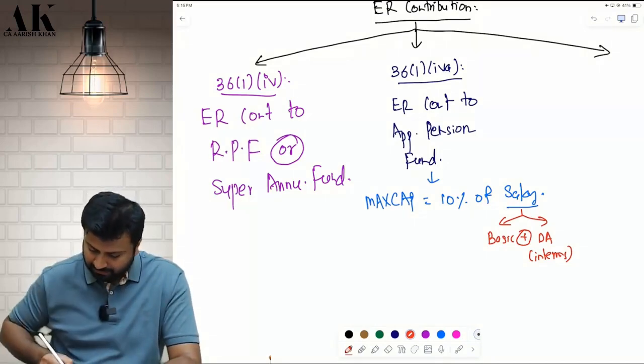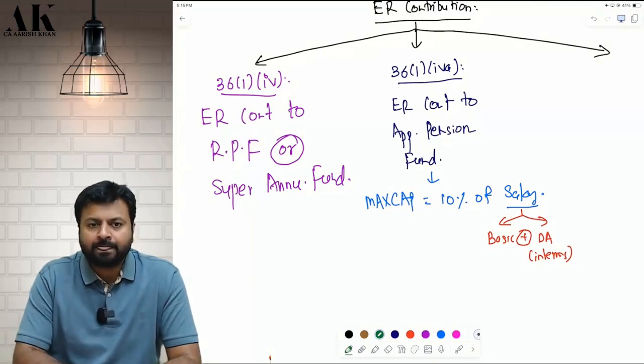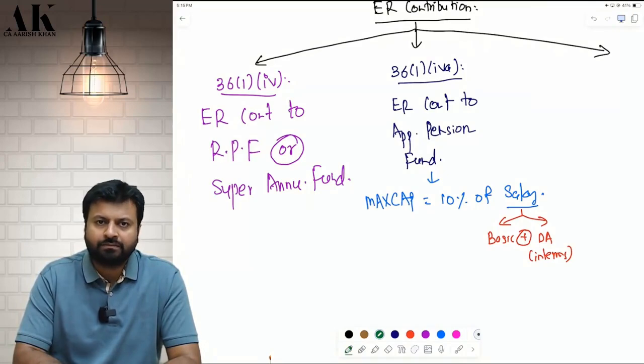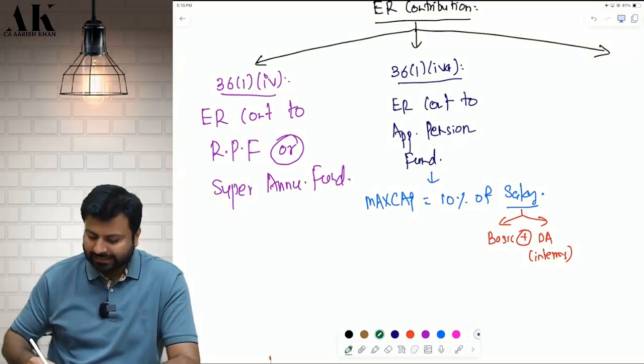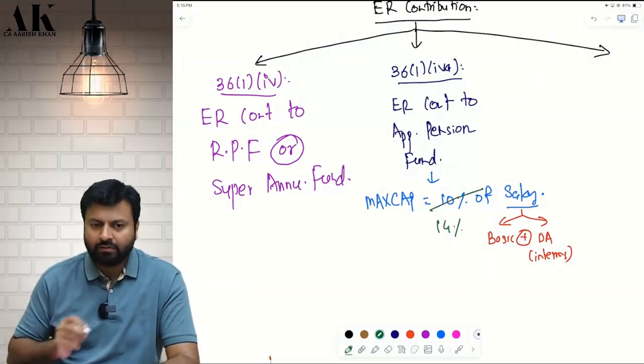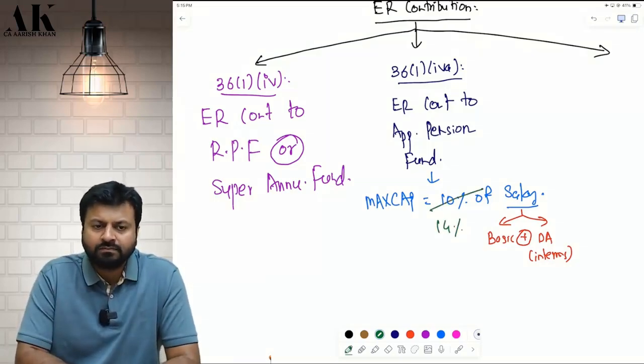Now, very important thing. Listen carefully. There is an amendment made by Finance Act number 2, 2024 in this section, which says that this cap is now increased to 14%. How much has it been increased to? 14% from previous year 24-25, assessment year 25-26.